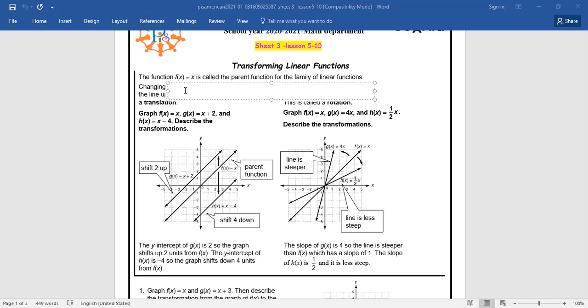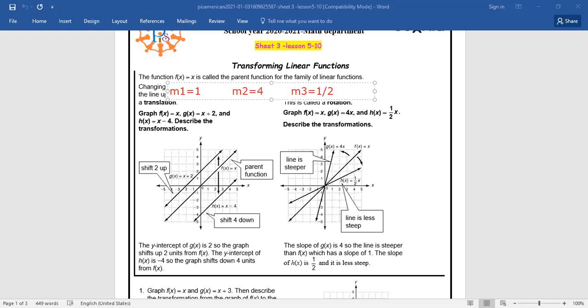The slope for the first one is how many? M1 equals 1. What about M2? 4. Yes. What about M3? M3 equals half.